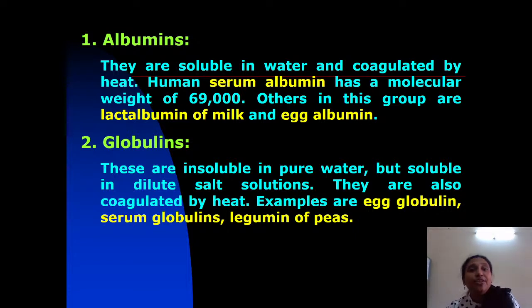And it is a heat coagulable protein. When exposed to heat, albumin is coagulated. So albumin is soluble in water and it's a heat coagulable protein. Albumin is mainly present in the serum. The important plasma protein is albumin, because more than 50% of the plasma protein is constituted by albumin.